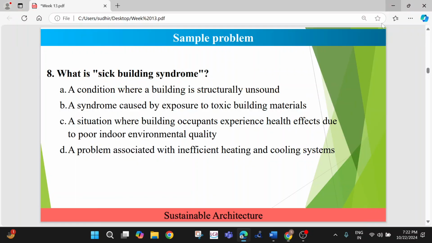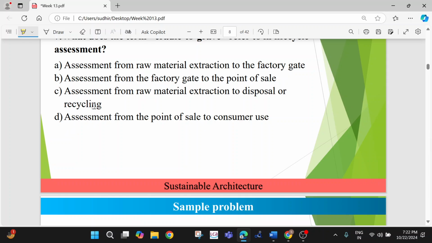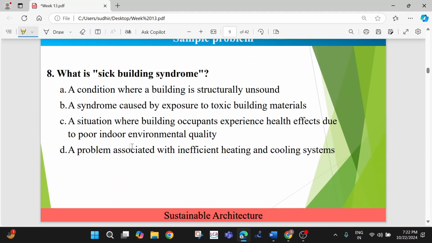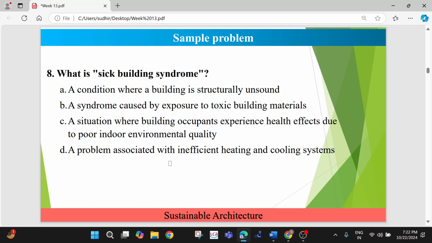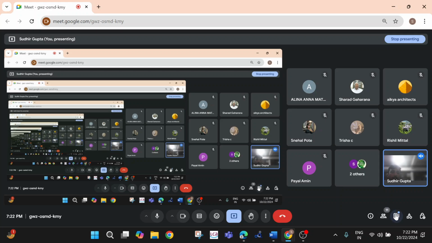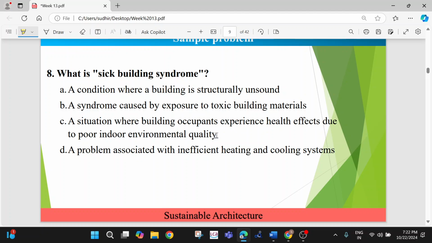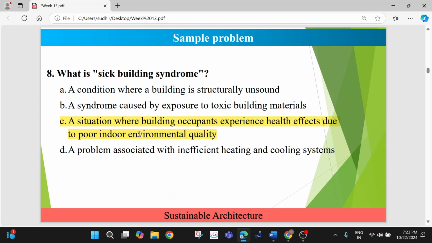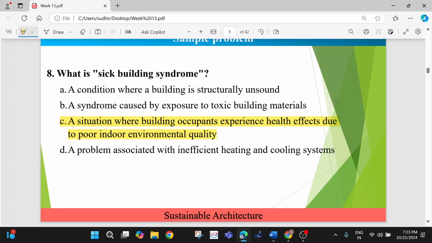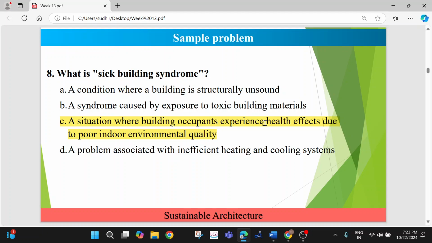C. I think for this question also I'm getting the correct answer and the same answer from all of you. So C will be the right answer for this question as well. Sick building syndrome mainly discusses the situation where building occupants experience health effects due to poor indoor environment quality. Fine. In this, the 20% is not mentioned in the answer.